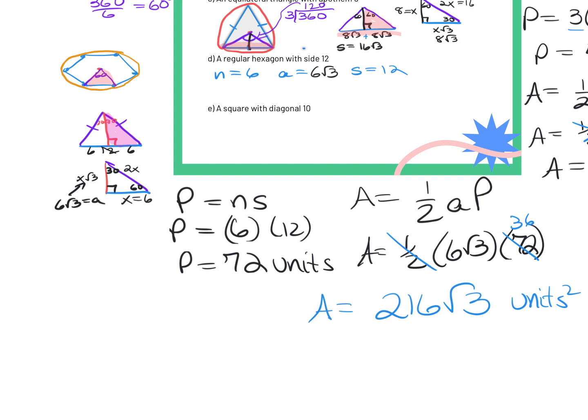It said to round to the hundreds place. 216 times the square root of 3, 374.12 units squared. So that's part D. Now let me do part E.